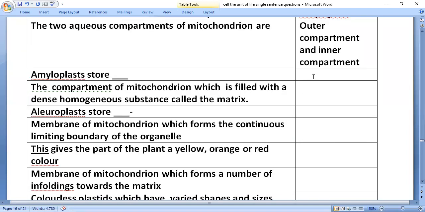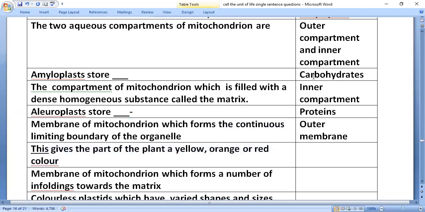Amyloplast store carbohydrates. The compartment of mitochondrion, which is filled with a dense homogeneous substance called the matrix: inner compartment. Elaioplast store proteins. Membrane of the mitochondrion, which forms the continuous limiting boundary of the cytoorganelle: outer membrane. This gives the part of the plant yellow, orange or red color: chromoplast.